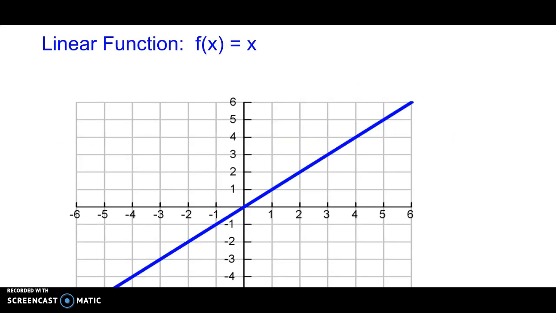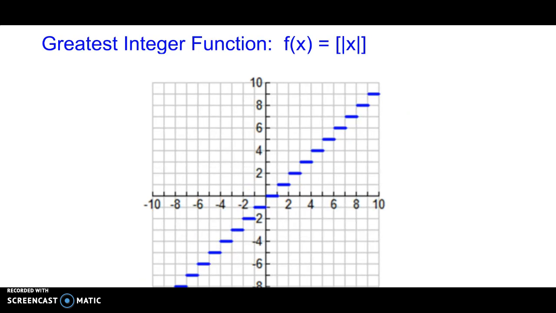So the first common function, we are very familiar with, is the linear function of f(x) equals x, or y equals x. We also have seen this form before, y equals mx plus b. Can you think of what that's called? We know that the m would represent slope, the b would represent our y-intercept, and this would just be x, of course. All right, the next one is called the greatest integer function.